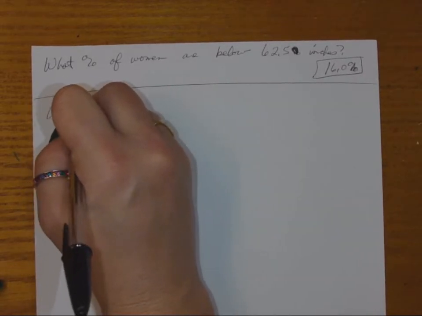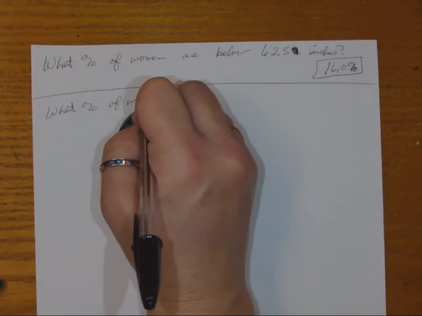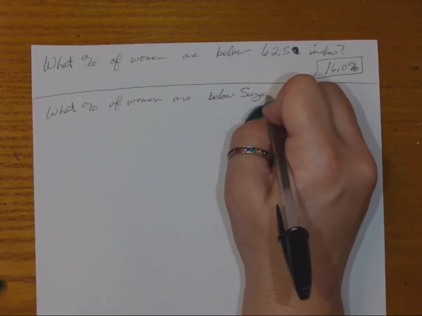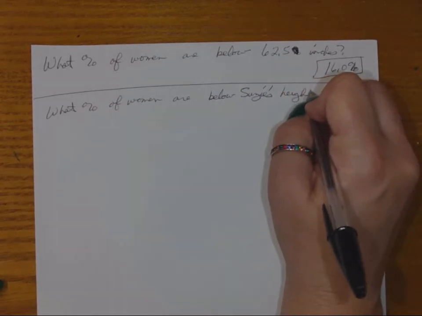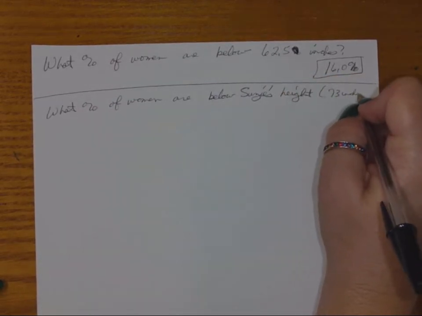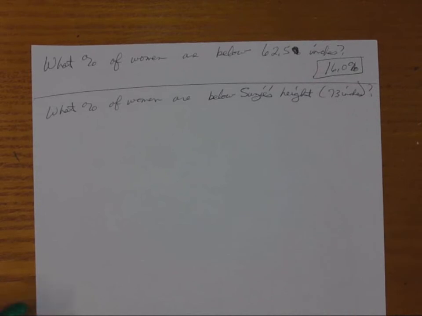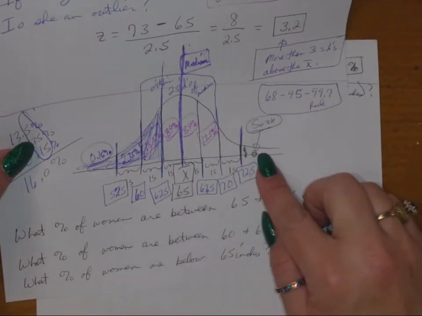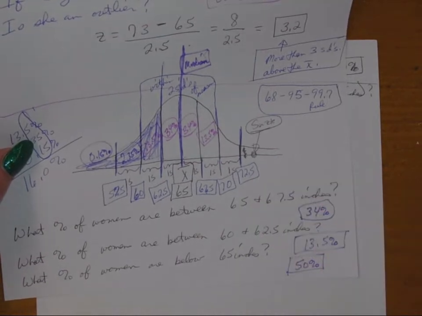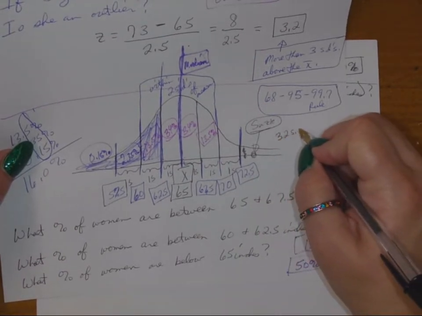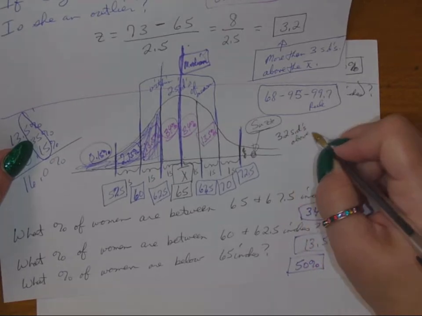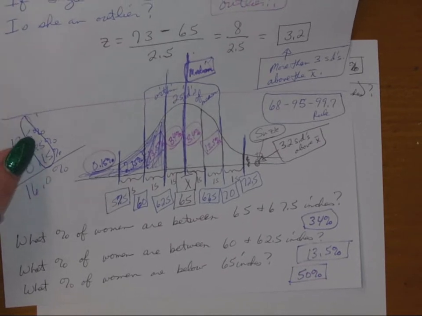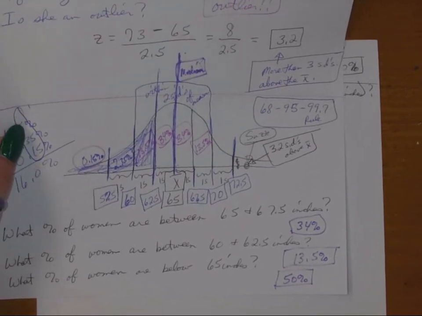Whenever I say what percentage of women are below Susie's height, which was 73 inches, that forms a problem for me. Because she's up here above the third standard deviation, right? She was at 3.2 above the X bar. Okay? And that doesn't break evenly, so there's no way for me to tell just by looking at my graph.